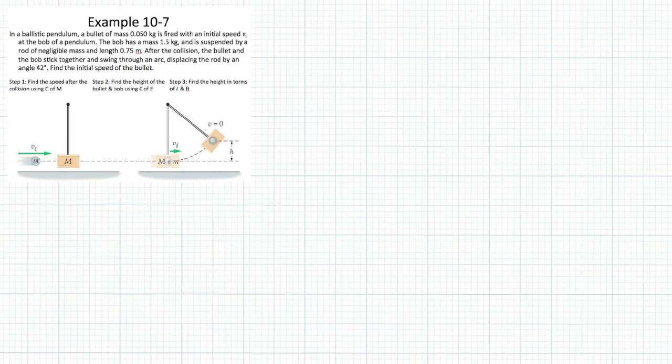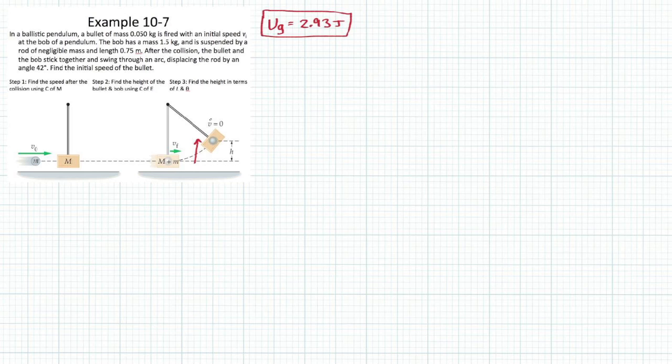Right, example 10.7 part 2. Now what we've done is we have established that as this bullet and bob system rises upwards to a certain angle, it gains potential energy due to gravity. You know that when you raise anything up against gravity, you put potential energy into it, and we found out that the potential energy due to gravity was 2.93 joules as this went up.